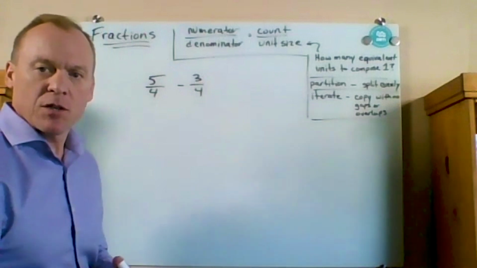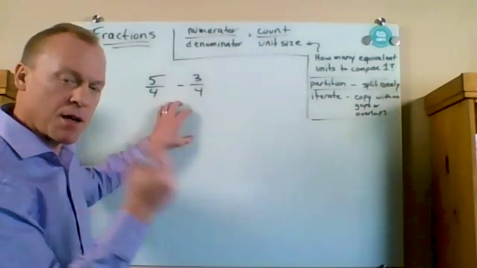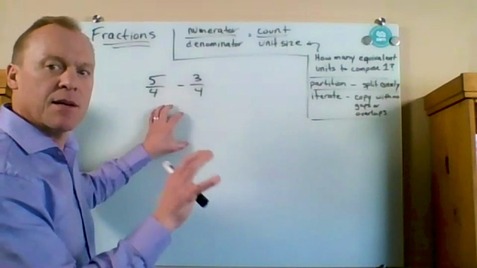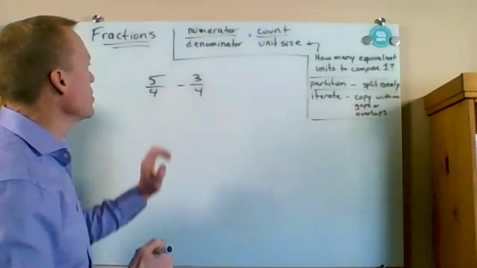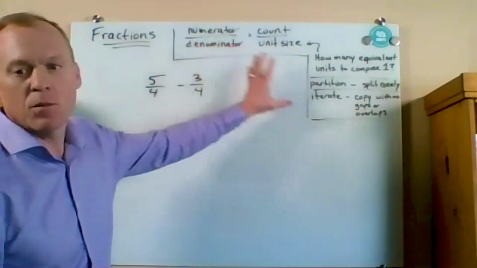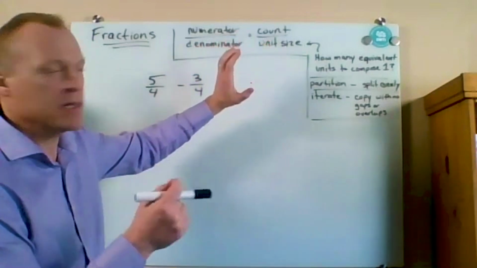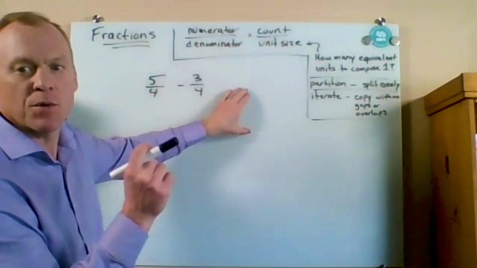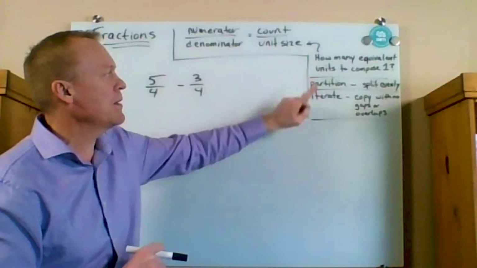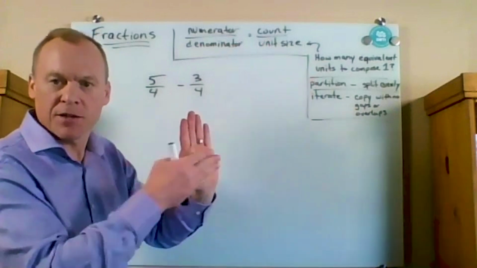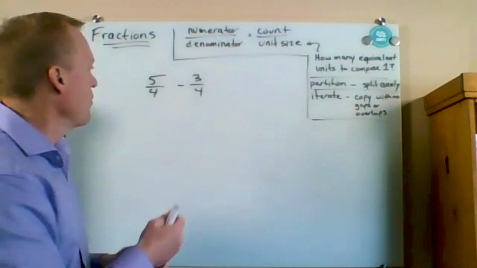Initially, when we're first starting to subtract fractions, we want to make sure that students are able to talk about the fractions correctly and conceptually understand it using a model. So our model or number line is useful. And we have our word wall up here. The numerator is our count, our counting digit. The denominator is the unit size, the digit that talks about the unit size, which is how many equivalent units to compose one. Partition is to split evenly. And iterate is to copy a unit with no gaps and no overlaps.